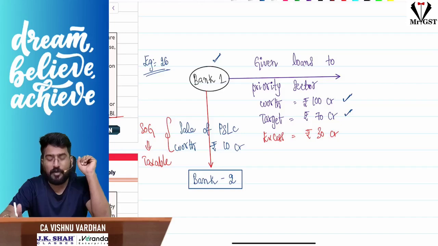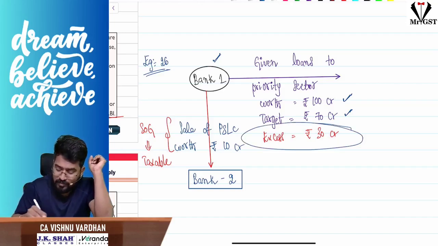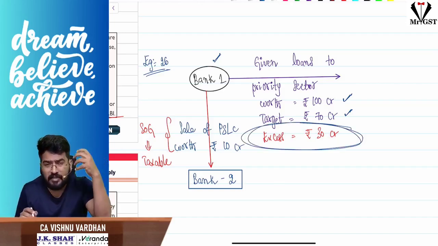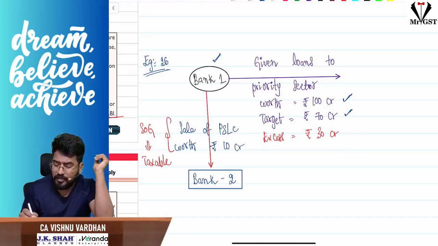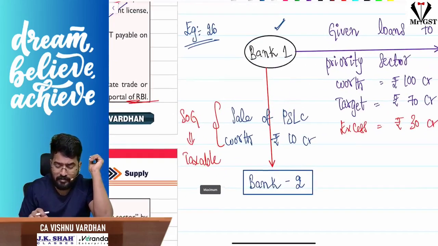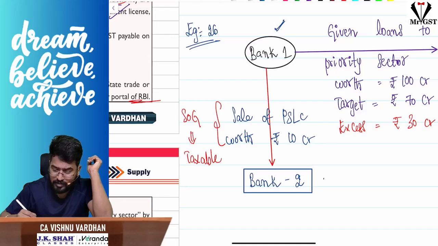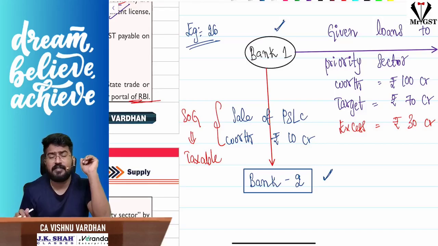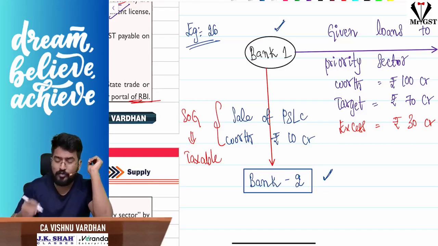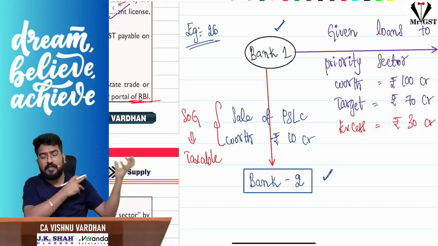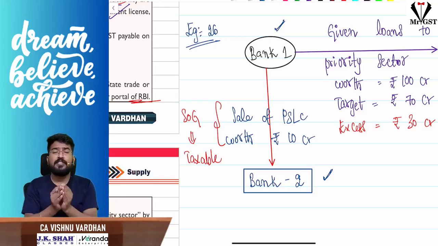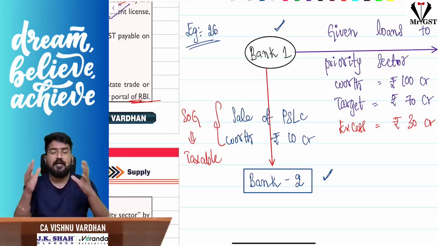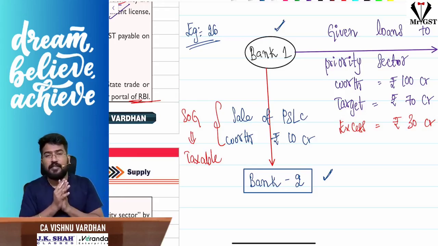So what they will do now, the excess 30 crores, whatever is there, for that they will create a certificate called priority sector lending certificate, and they will sell it to another bank. They will sell it to another bank which also has a target of giving priority sector lending, but they are not able to achieve that. So now this second bank will purchase this priority sector lending certificate from bank 1, which makes them satisfy the priority sector lending conditions or criteria.